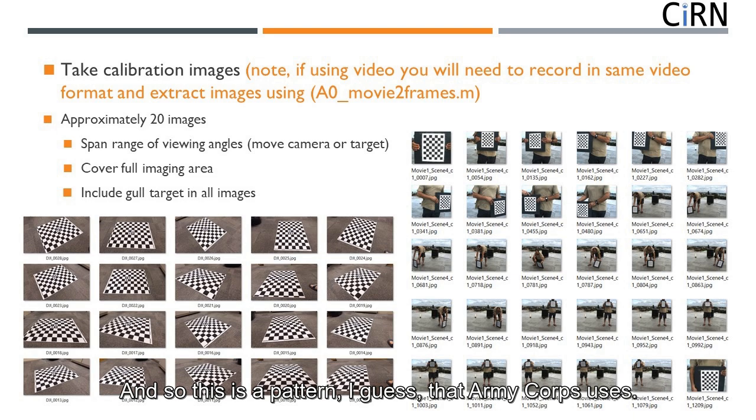This is a pattern, I guess, that Army Corps uses. This is huge. We print a little pattern out and put it on a little clipboard. It's up to you, and it's up to the environment you're in. This calibration was done in the lab. This calibration was done on site. So we went on top of our building. We focused our camera. We got it all set up how we want the field of view to be. And then we did the calibration on the top of the roof.